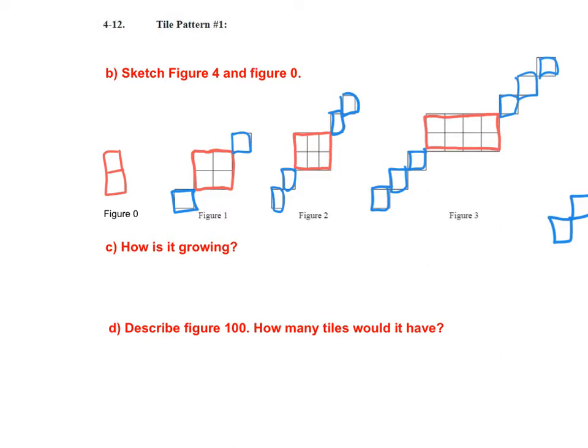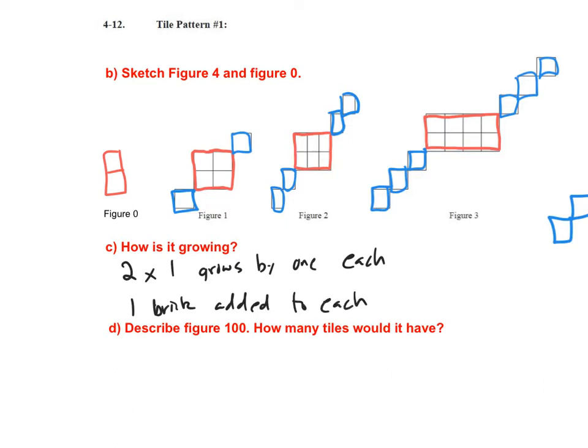So how is this growing? I just say it's a whole 2 by 1, and then it grows by 1 each time. That's that center red part. And then one brick is added to each arm. And that's that blue part.